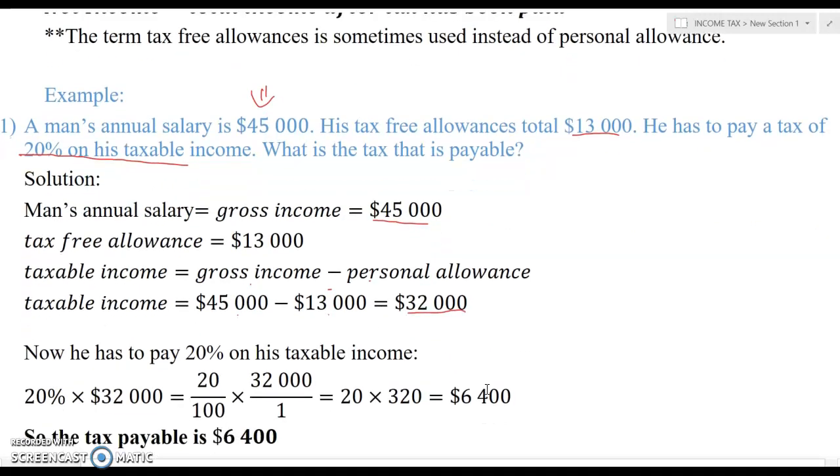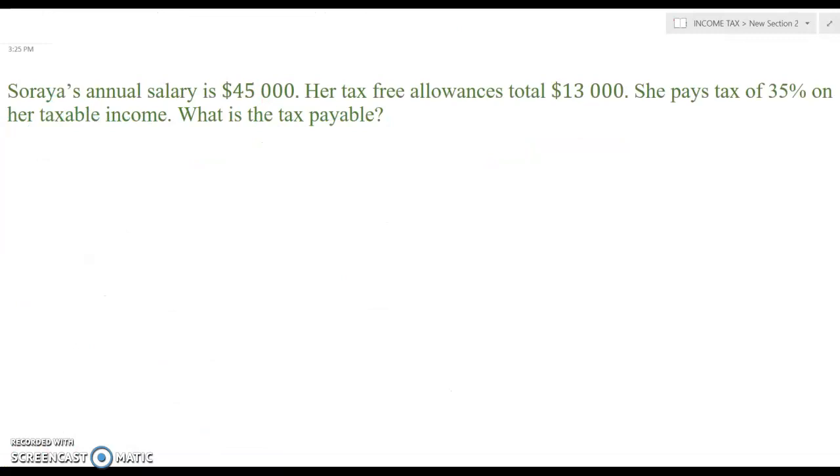Now, the question went on to say he has to pay 20% on his taxable income. So basically, he has to find 20%. So 20 over 100 times the taxable income, 32,000. We could cancel 2 zeros here, 2 zeros here, and then we get 20 times 320. So the tax payable is $6,400. So pretty simple.